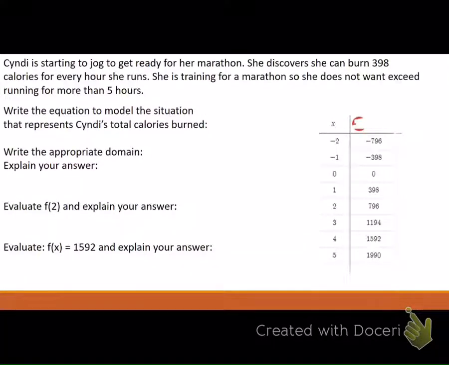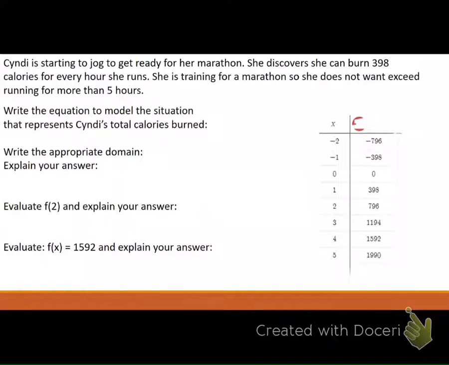Cindy is starting to jog to get ready for her marathon. She discovers she can burn 398 calories for every hour she runs. She's training for a marathon, so she does not want to exceed running for more than 5 hours. Write the equation to model the situation that represents Cindy's total calories burned. And we see f of x below, so we're going to use f of x. So, what would our equation be?